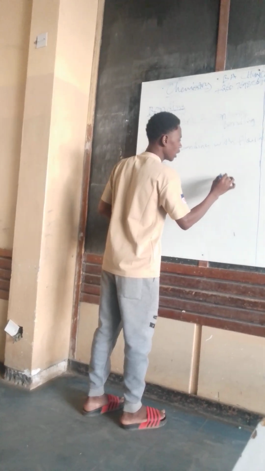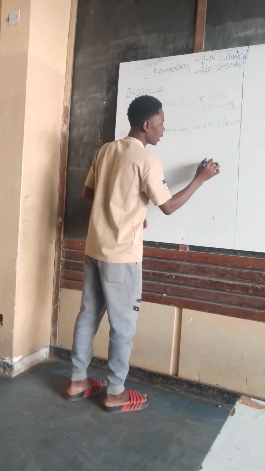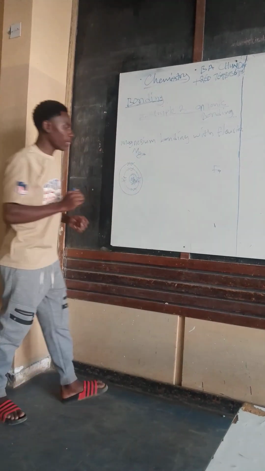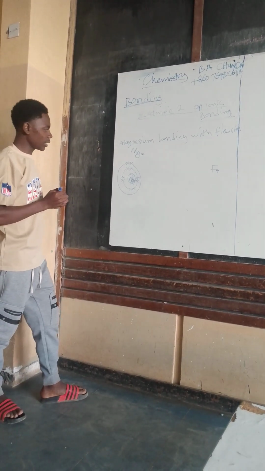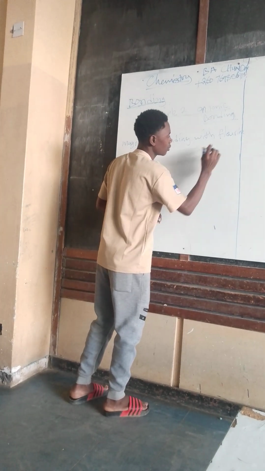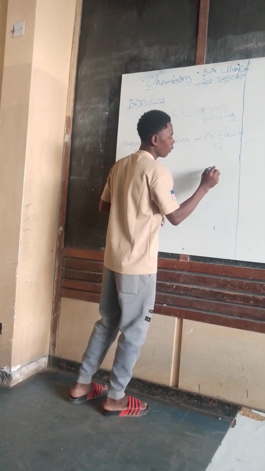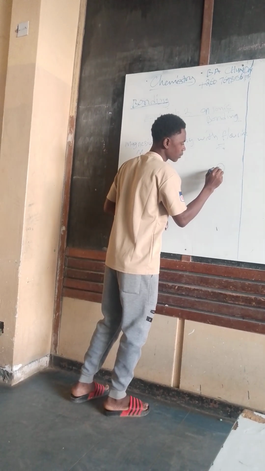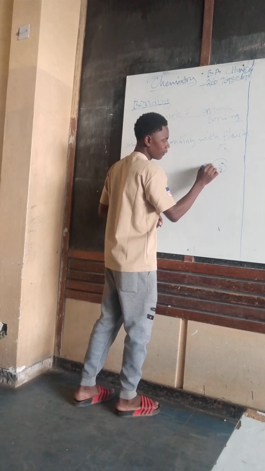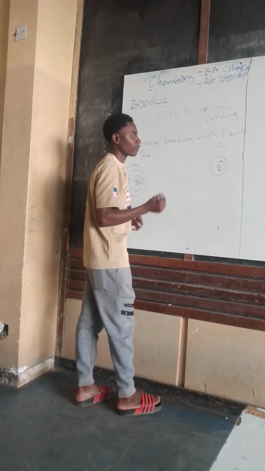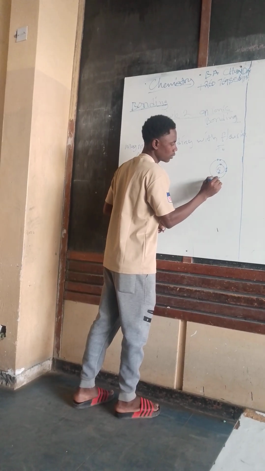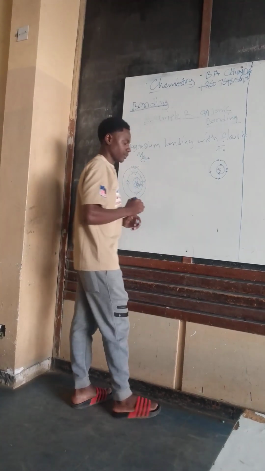So fluorine is in group 7, which has 9 electrons, with 9 as its proton number, of which the first shell will occupy 2 like that. Then if we take away 2 from 9, we will have 7. So we have 2, 4, 6 and 7.